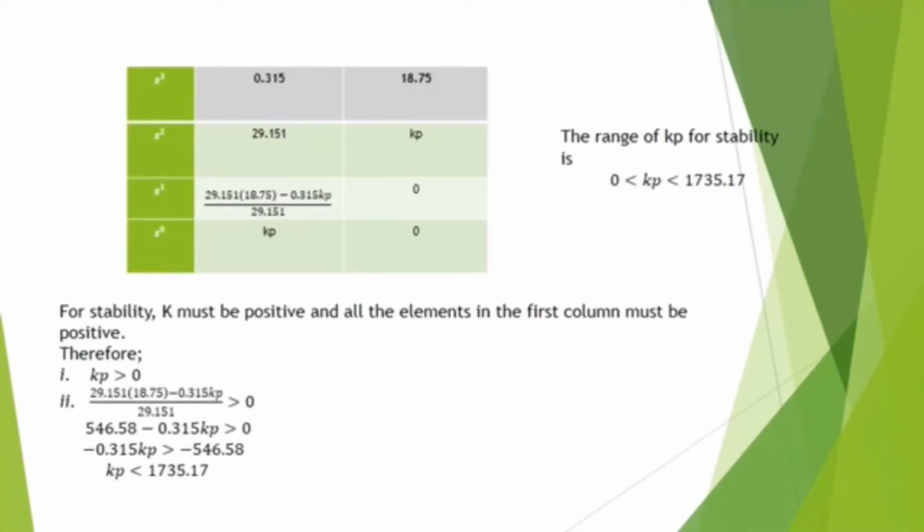From the data given, we put the data into the Routh array table, and then we know that for stability, Kp must be positive and all the elements in the first column must be positive. Therefore, there are two conditions. One condition is Kp is more than 0, and the second condition is Kp is less than 1735.17. So this is the range of the Kp.